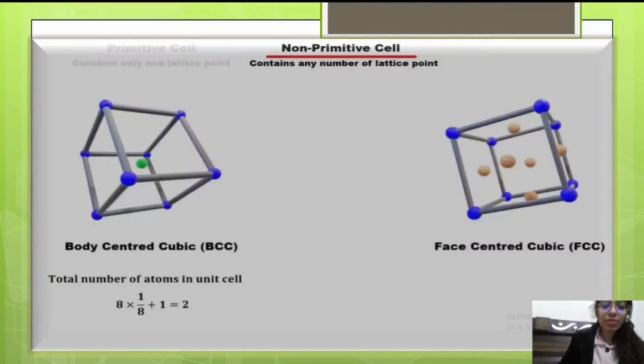In our next video, we will learn about the symmetries and the Bravais lattice. What are the symmetries present in a crystal structure?